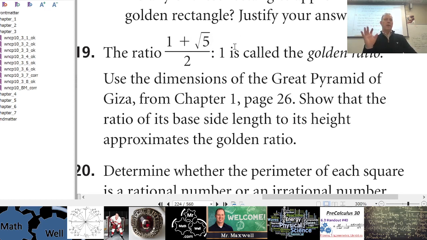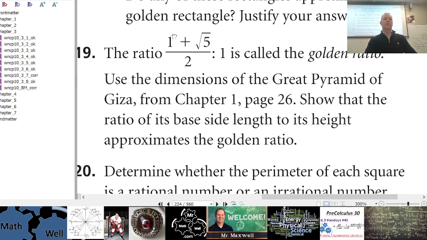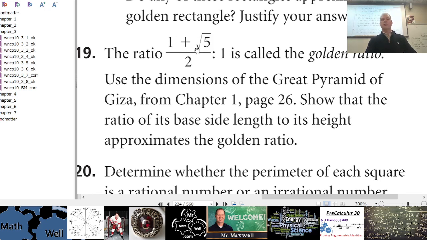You do it all in one step. You should get about 1.6 something. And then from chapter 1, page 26, you take the base of the Great Pyramid of Giza, divide it by its height, and you should get a decimal that's very close to the decimal of this number. Okay? We talked about 19 as well.